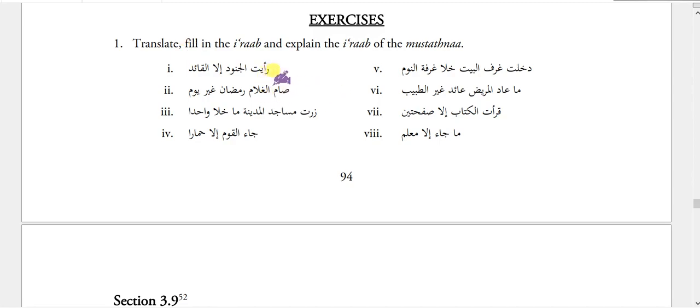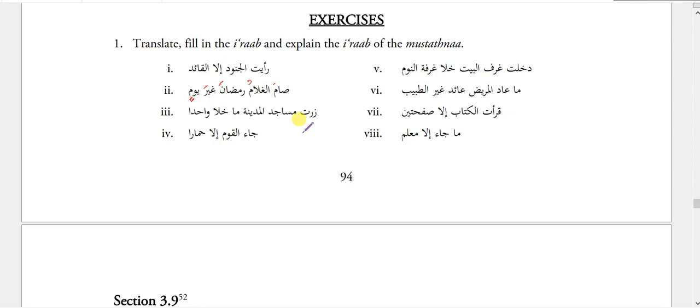Then we have sama means fasting, al-ghulam means servant, Ramazana means Ramazan. Now what i'rab should ghaira accept here? It's a simple sentence. So what is the i'rab of the maf'ul here, Ramazana? So give ghaira yawmin. Ghaira always becomes harf jar, so the next word will be majroor. Sama al-ghulamu Ramazana ghaira yawmin. So the servant fasted for Ramazan after Ramazan. It means there was no day for Ramazan and he fasted after Ramazan.